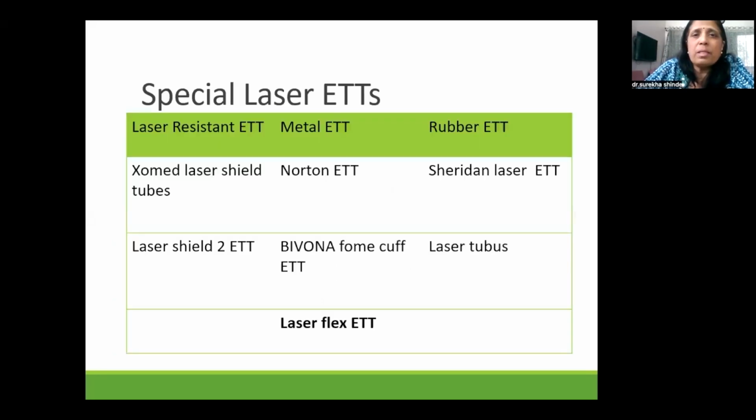So special laser tubes, there are three types. One is laser resistant, which could be Xomed laser shield tube or laser shield type 2. Metal tubes like Norton tube, Bivona foam cuff tube, and laser flex tube, and rubber tube like Sheridan laser tube. All these are available in the market. But to shortlist, laser flex tube is the most commonly used tube in India, and it's quite affordable. I think one laser tube costs something about 5,000 to 8,000 depending upon the size, and that can be reused also. I'm going to talk about it in a couple of minutes.